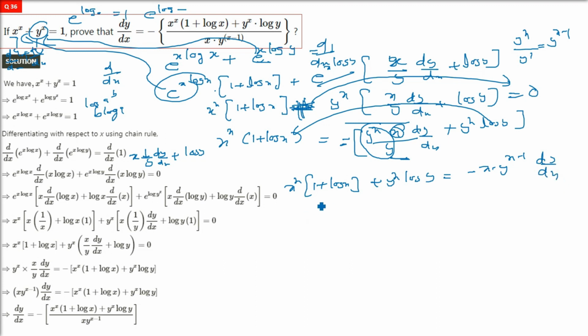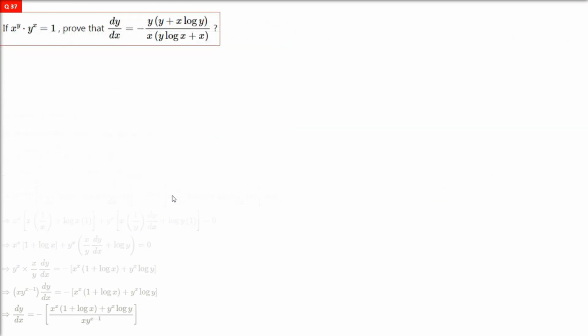Now just take everything except dy by dx on the left hand side or right hand side, whichever you want. So x, y to the power x minus 1, I am bringing it here with a negative sign. So what did you get? This one, this thing. So it is multiplication. Okay.